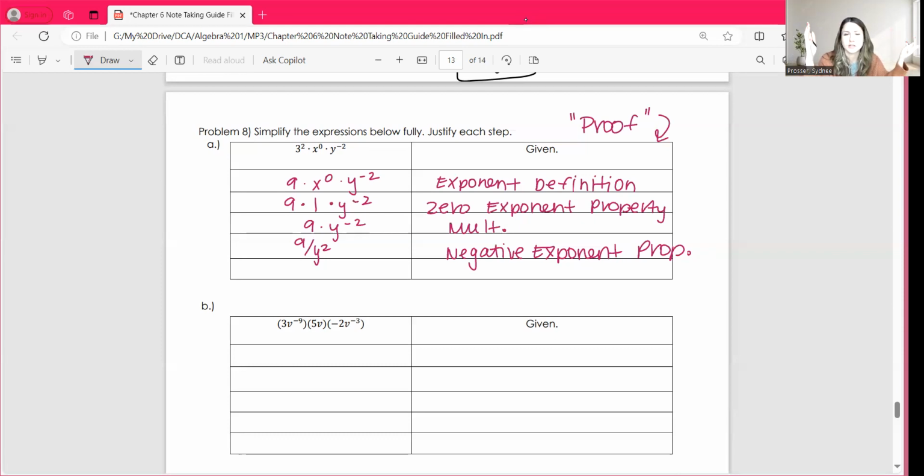Okay, let's check out B. So I'm going to go through, just like we've been starting, look at my like terms. Let's combine my numbers. So I've got 3 times 5 times negative 2. 3 times 5 is 15. 15 times negative 2 is negative 30. And so we're going to leave everything else. V to the negative 9, V to the negative 3. All we did was multiplication.